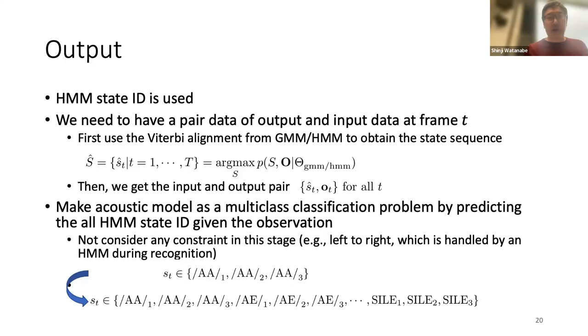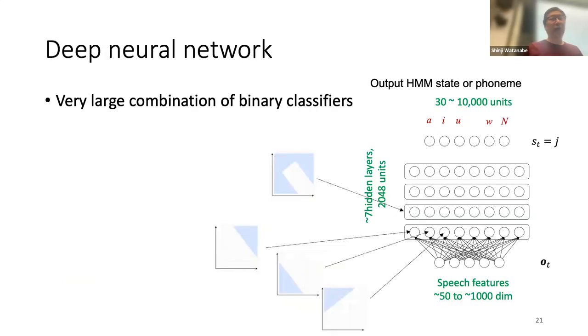The next part is the output, which I explained before. Anyway, we use the Viterbi algorithm and then get the alignment. Okay, cool. So given the HMM state as an output, let's make a deep neural network classifier. Through discussion with some of the students, I found some people are not very familiar with the deep neural network, so I am showing some explanation. It is basically a combination of a lot of binary classifiers if you're using the sigmoid activation function. The deep neural network is, again, a combination of binary classifiers.